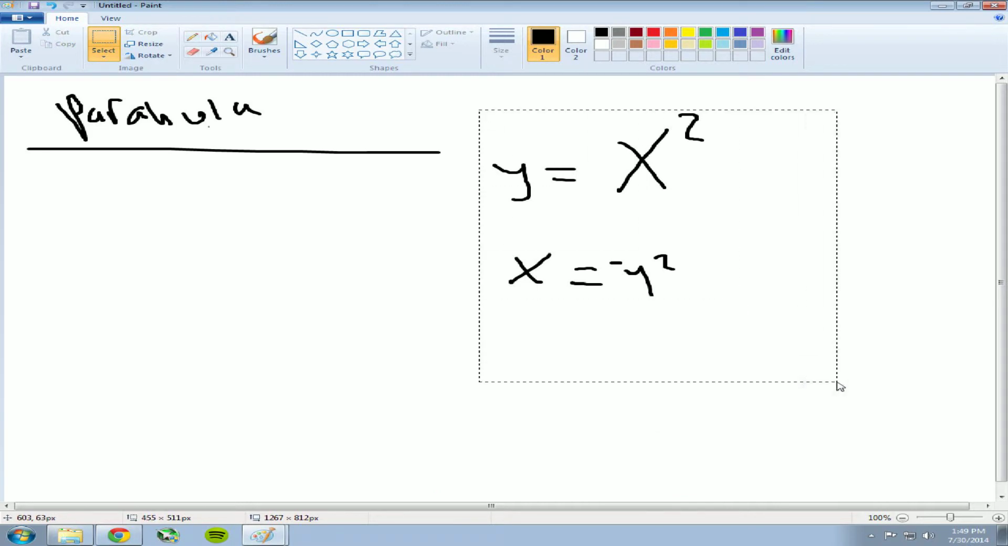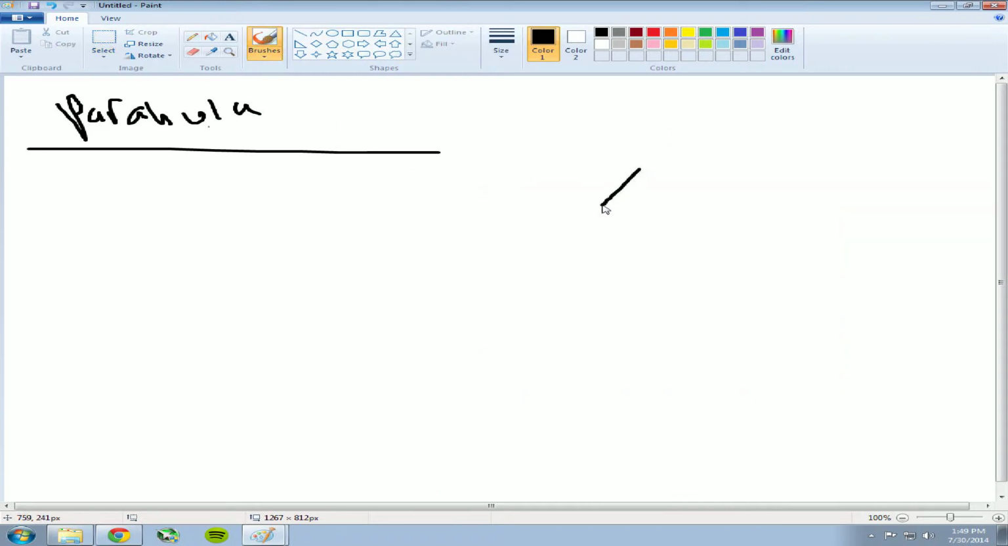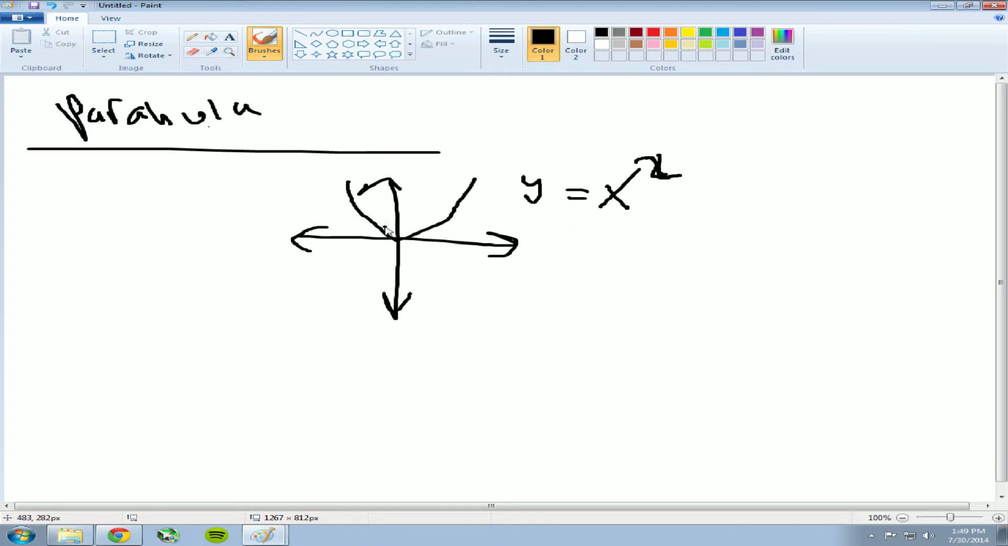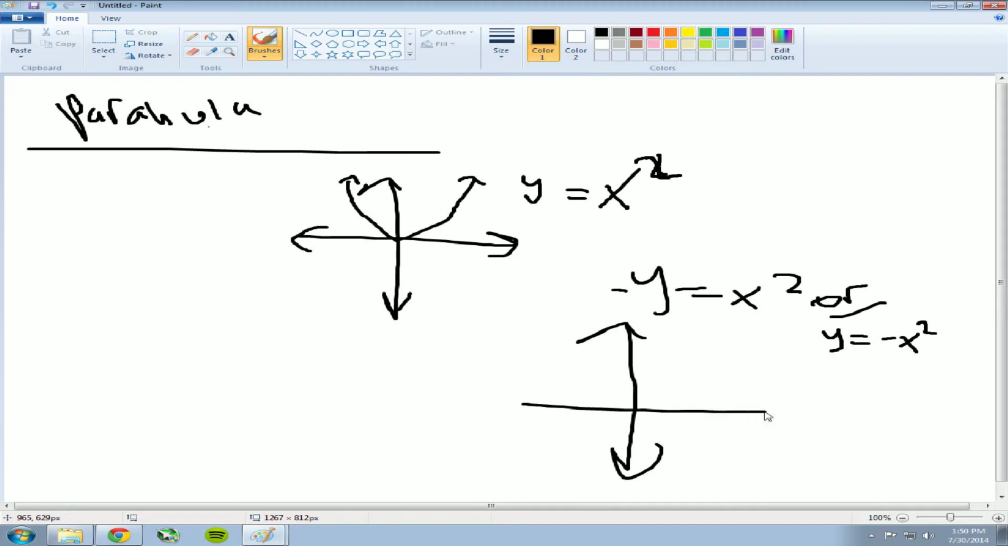So just to clarify, I'm going to do quick examples. Y equals x squared looks like this. It's positive. Both sides are positive. And that means there are 2 x's for every y. So this is a graph of y equals x squared. Then we have negative y equals x squared, or y equals negative x squared. Both are the same thing, and this means that it's going to go in the opposite direction.